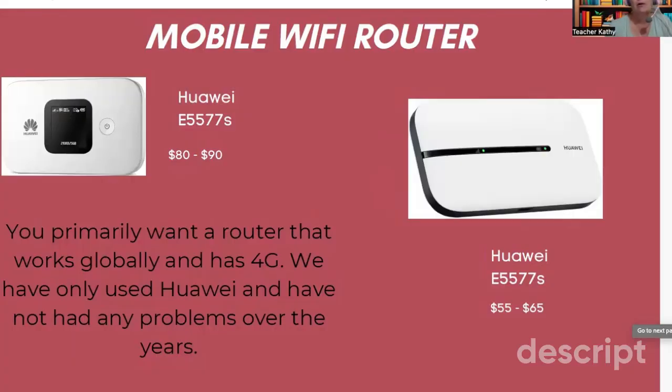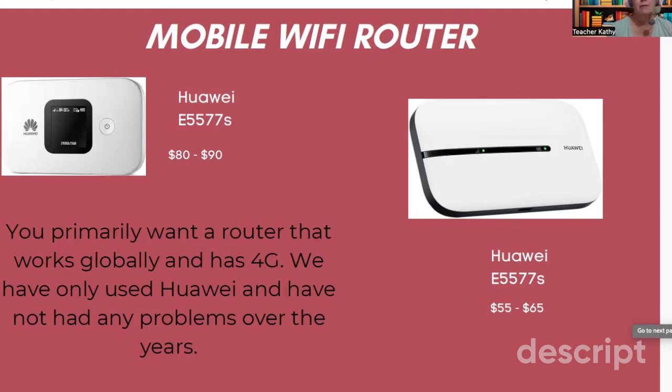Okay, so then we want to go with our mobile Wi-Fi router, because if you're going to look at traveling or you're looking for something for backup besides your normal Wi-Fi or your fiber line, you're going to want to have a mobile Wi-Fi router. Okay, and here's just an example. This one is a Huawei E5577S, and it goes between $80 to $90. And the other one is a Huawei E5577S, and this one is a little bit cheaper. This one is $55 to $65.